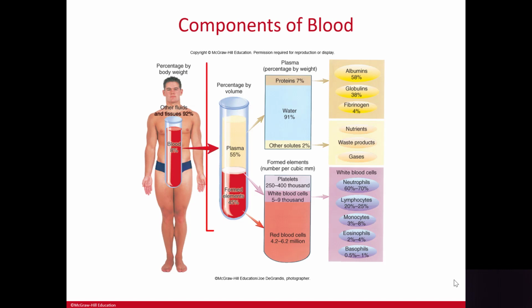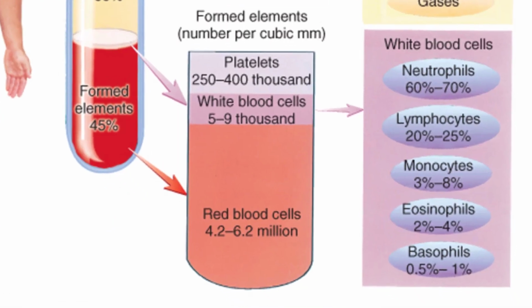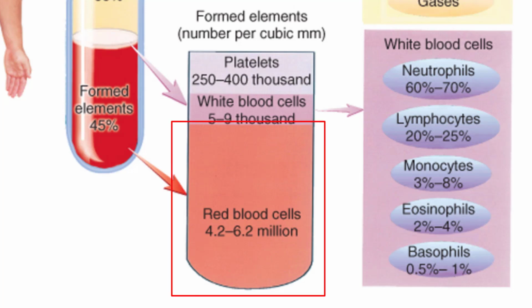So if we took a test tube full of blood and spun it down in a centrifuge, the heaviest particles would sink to the bottom. These cells are called the formed elements. About 45% of a normal blood specimen is formed elements or cells, and the rest is plasma. And we'll talk about plasma in a minute. So what makes up the formed elements are the red blood cells, the white blood cells, and the platelets. The largest percentage is by far the red blood cells.